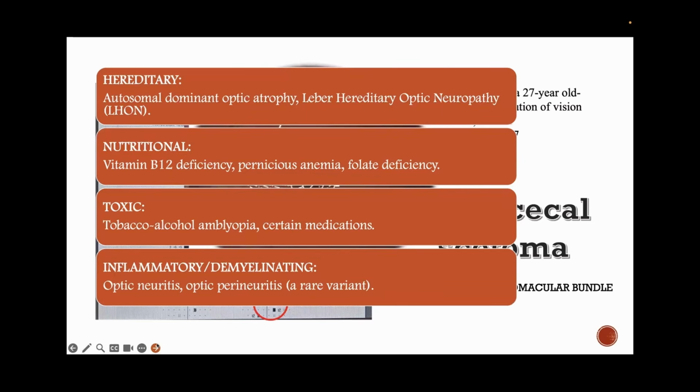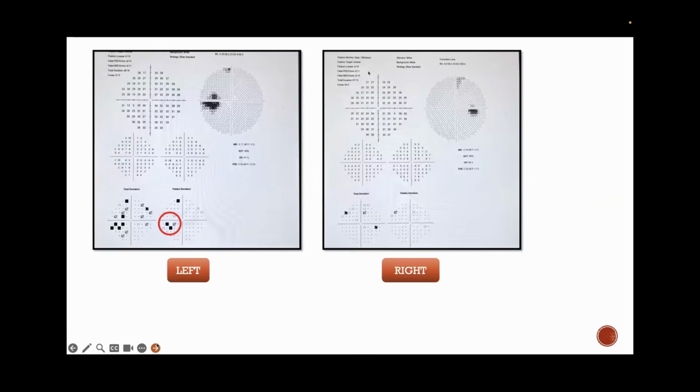The other causes, obviously, like we discussed: the tobacco, alcohol, amblyopia, the smoking cases, the nutritional deficiencies. And yes, even in optic neuritis, sometimes they may just present with a central scotoma. Now, this is a scotoma, which is basically just where the blind spot is. It has just spread from there.